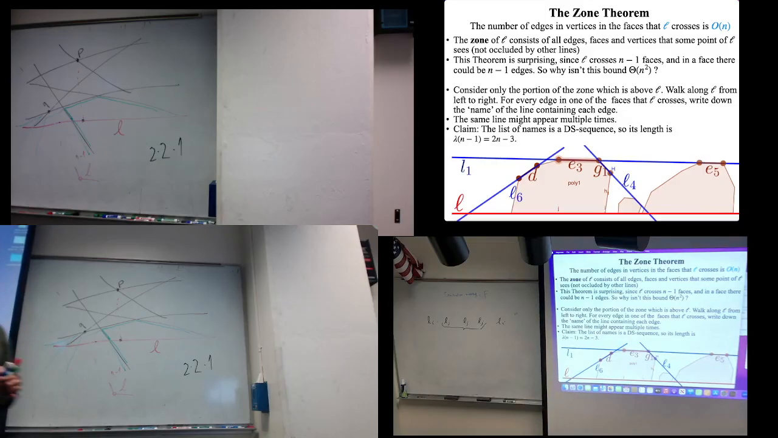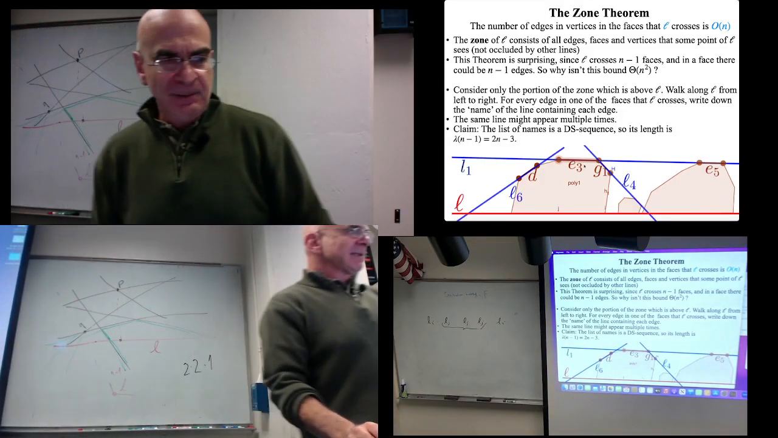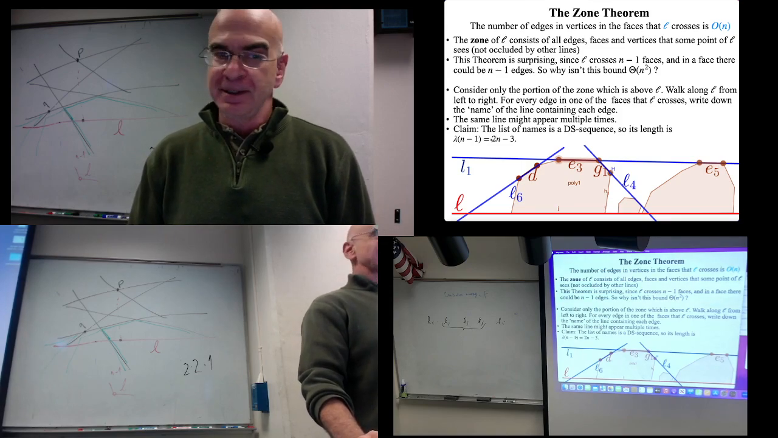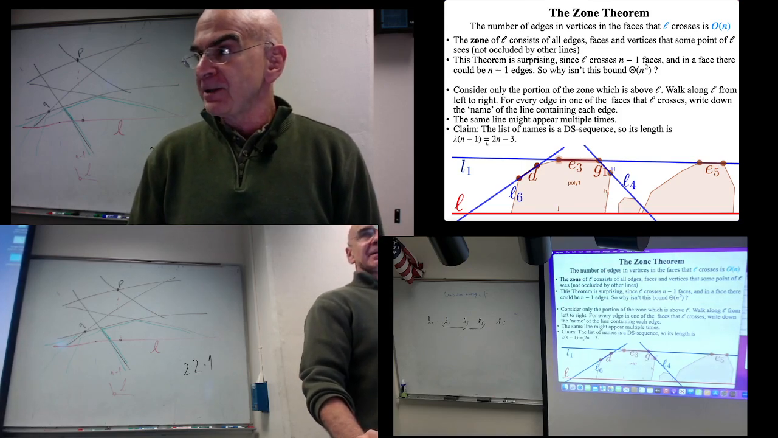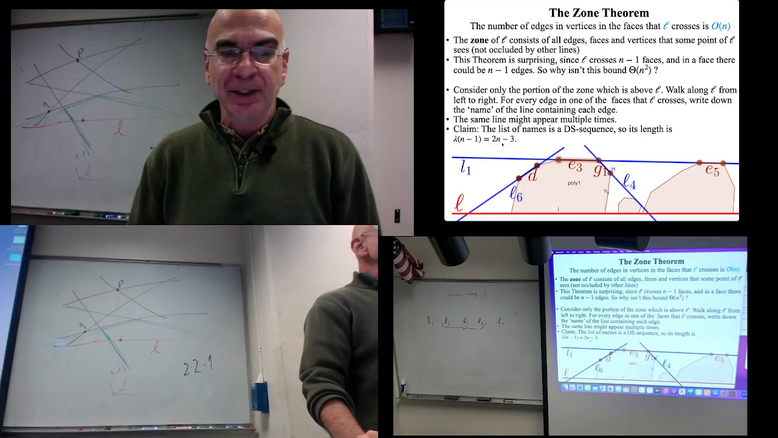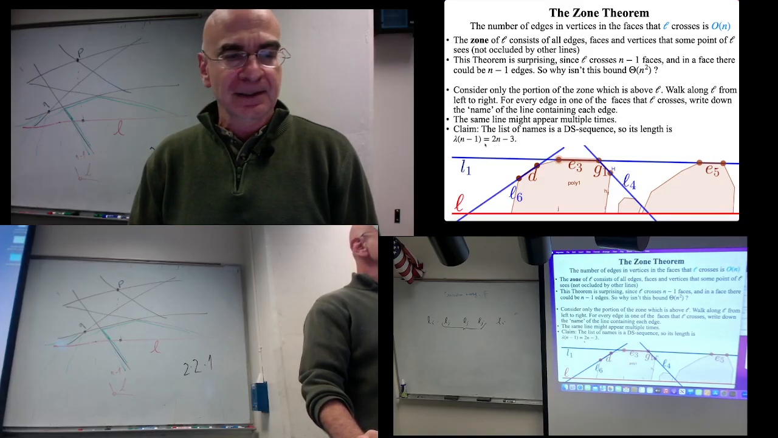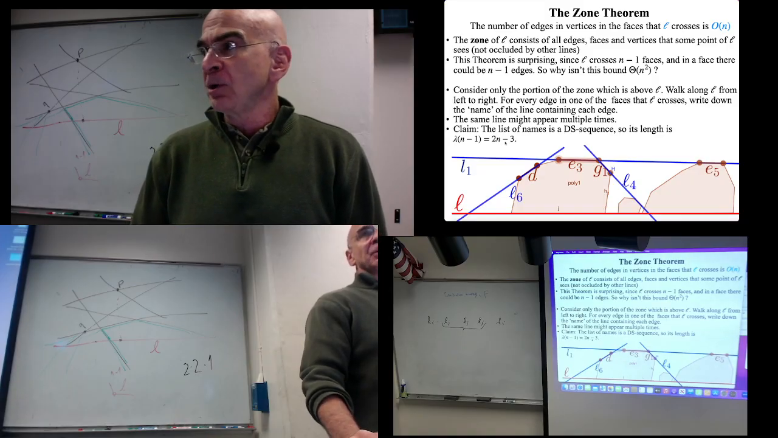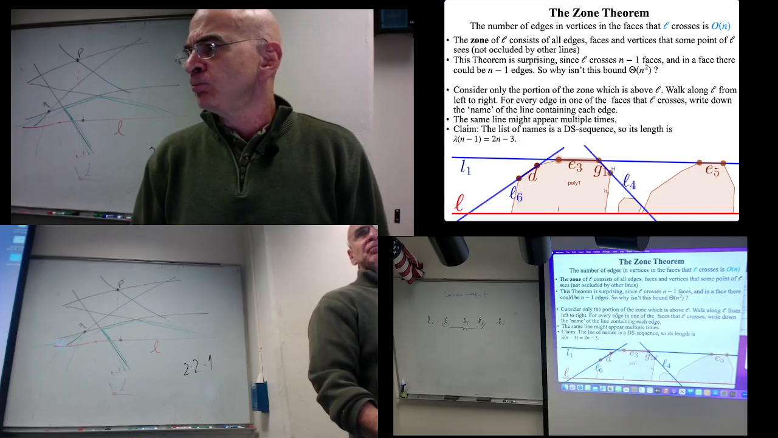So no AB, meaning that the maximum length for n-1 sequences, which is exactly the zone theorem, will say the number of edges, which is also the number of vertices, is 2n-3. That was above L, and similarly the same number below L. So linear.